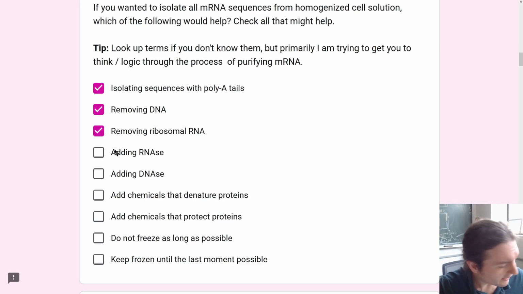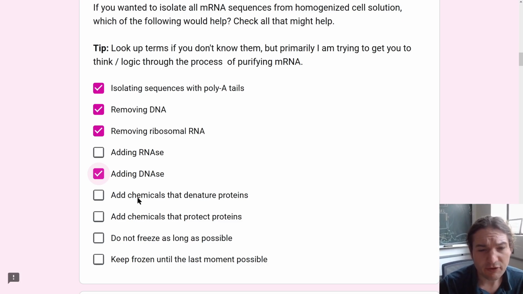In terms of adding RNase, that is going to break down your RNA. You don't want to do that. Adding DNase is basically going to be removing DNA, and so that will remove those. Another thing that's not really in this list is removing those degraded nucleotides, although a lot of the different processes that you do when isolating RNA end up also removing those degraded nucleotides.